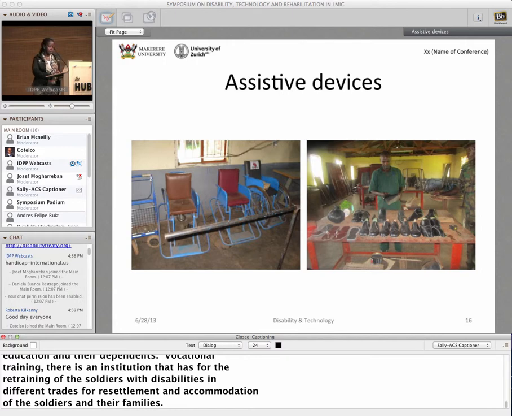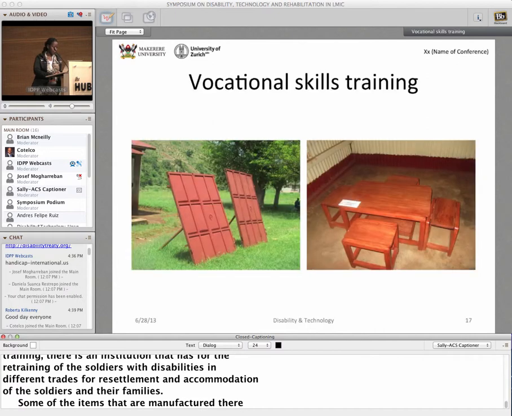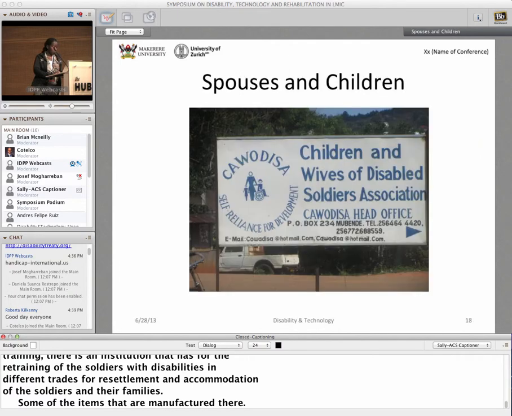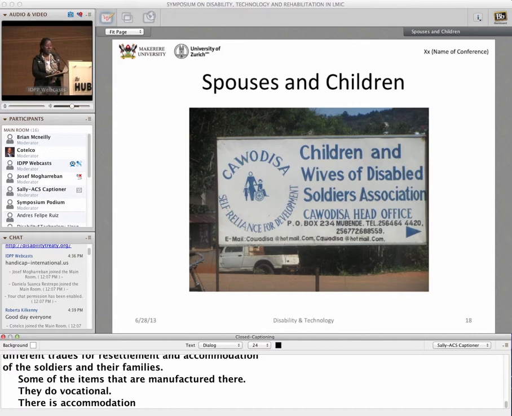Yeah, those are some of the items that are manufactured there. Yeah, they do vocational. There is accommodation, as I said, of the soldiers with disabilities and their families.